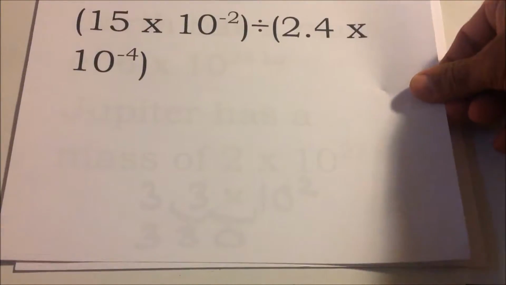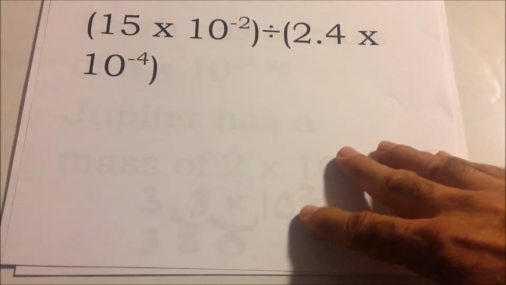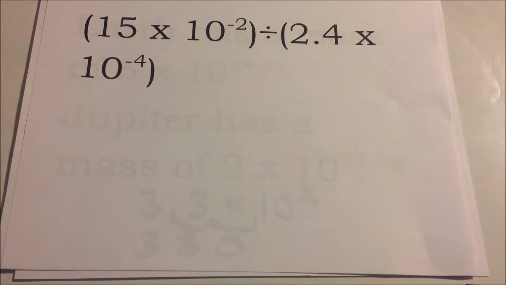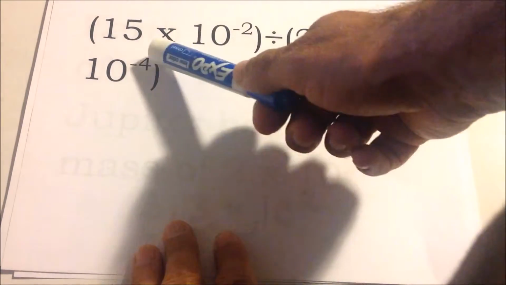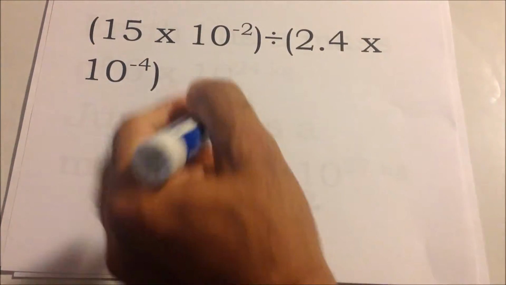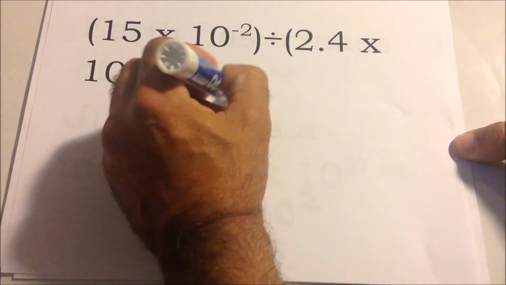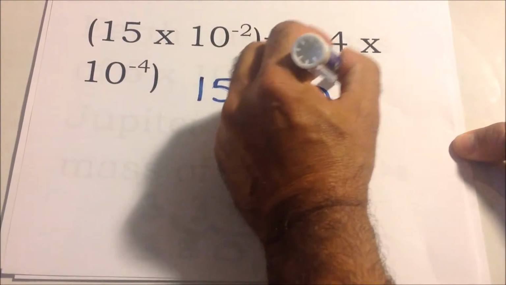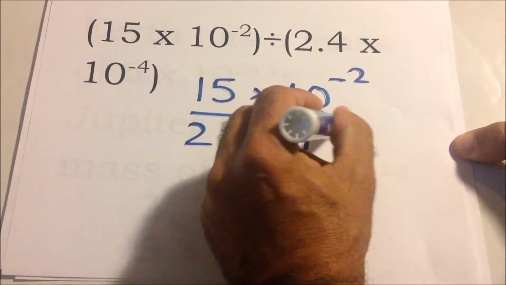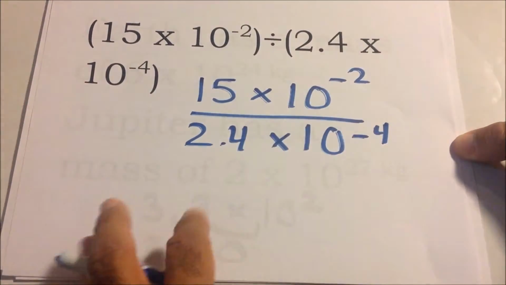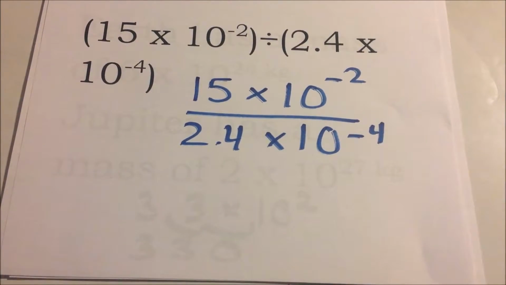Now, try this. See what you get. Which number is bigger? Well, now it doesn't matter which number is bigger because this one comes first. Whatever comes first has to go on top. So it's 15 times 10 to the negative second divided by 2.4 times 10 to the negative 4. So try that.